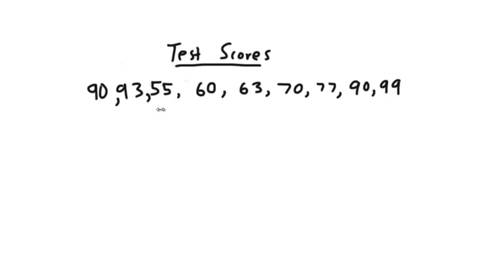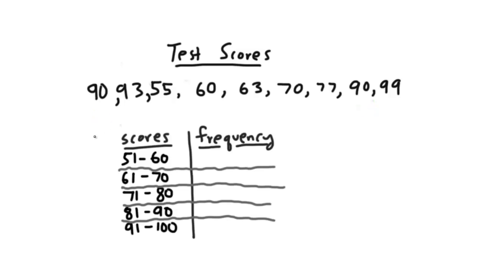look at the frequency. We have 155, 160, 163, 170, 177, and there's 190 here and another 90, so we have 2. And there's a 93 and a 99. The next thing we want to do is create a frequency table. Okay, now we're ready to make the frequency table.